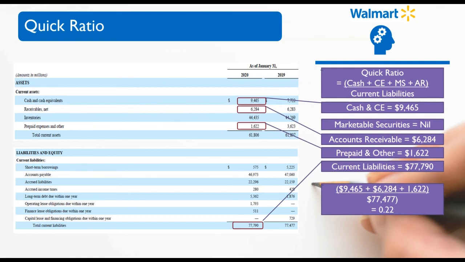So what does this mean and how does it compare to Amazon? Well, this tells us that without having to sell its inventory balance, Walmart would only be able to cover 20% of the current liabilities balance on its books. We can see that this is a much lower ratio versus what we observed from Amazon, which had a quick ratio of 0.86. In other words, Amazon would be viewed as more liquid than Walmart from this perspective.